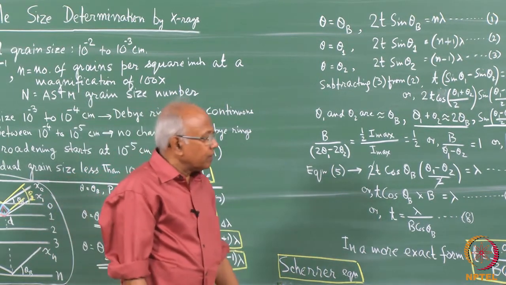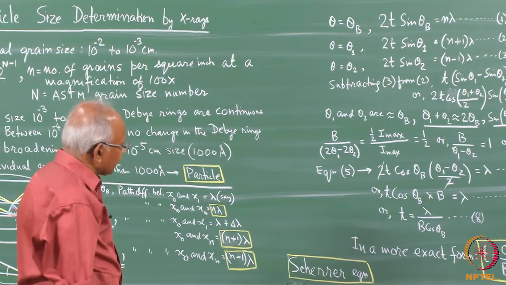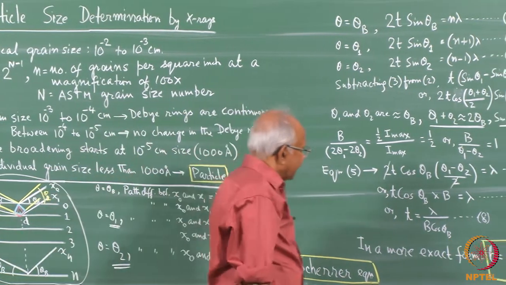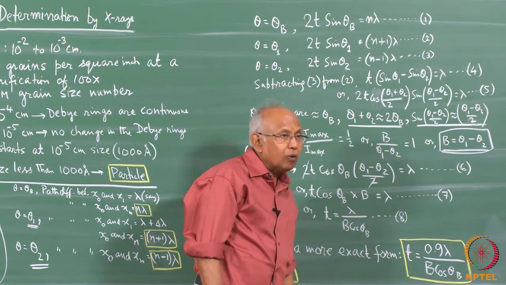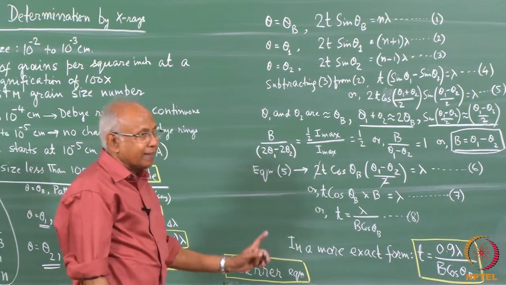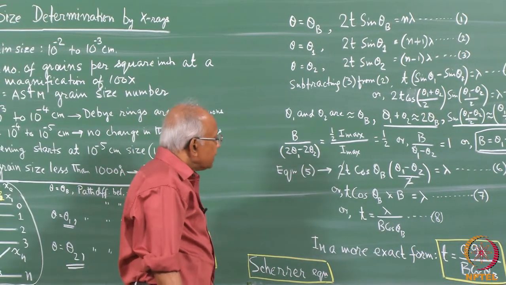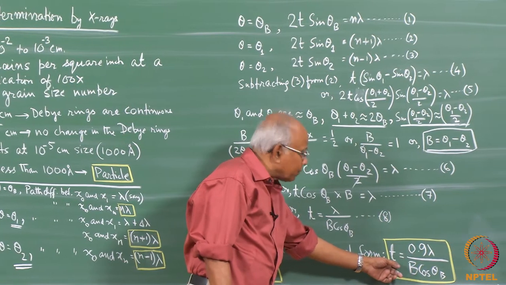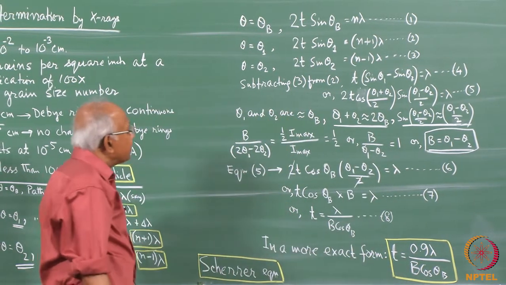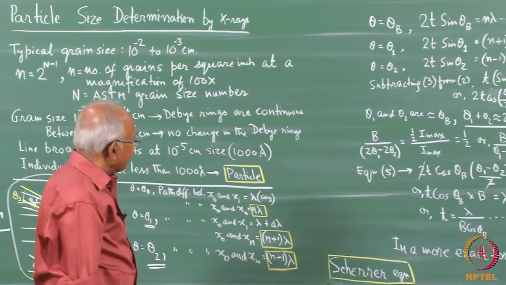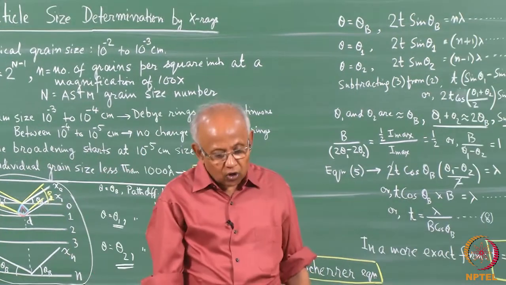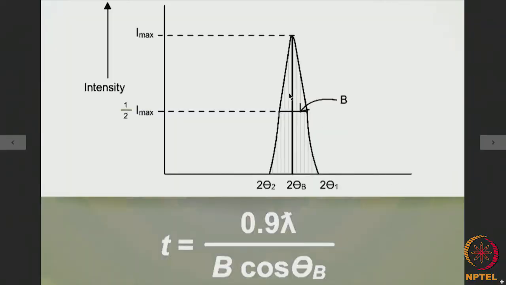So, you see that by using the Scherrer equation and by measuring the line breadth and the value of cosine theta b, where theta b is the Bragg angle, it is possible to find out the size of the particle. So, this is how particle size is determined by the X-ray diffraction method. If this is the breadth of the line profile, we can find out t is equal to 0.9 lambda by b cosine theta b. This is the well known Scherrer equation.